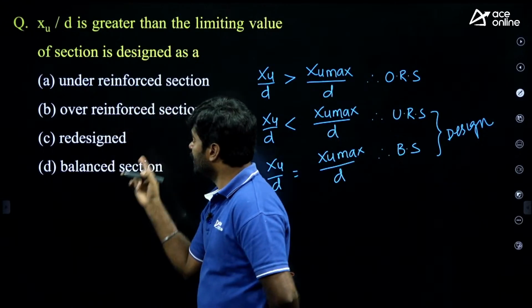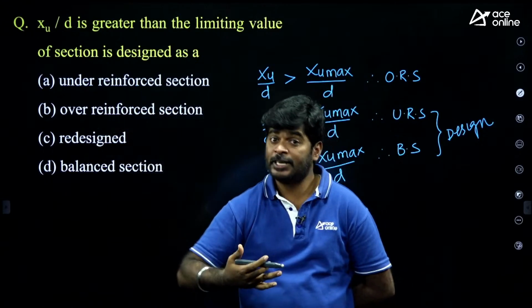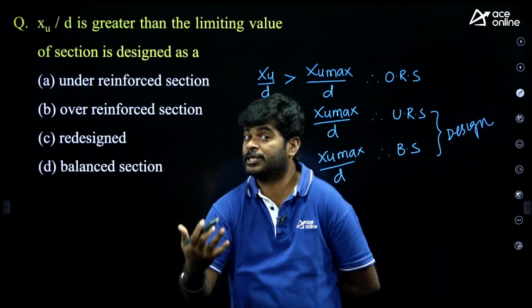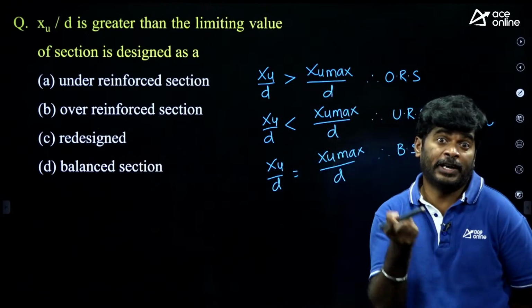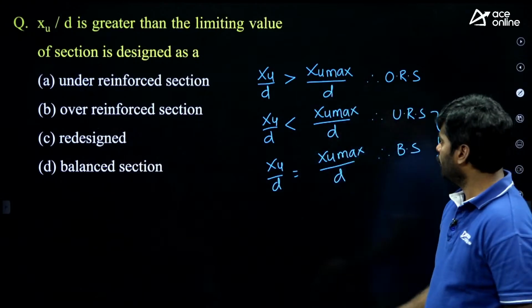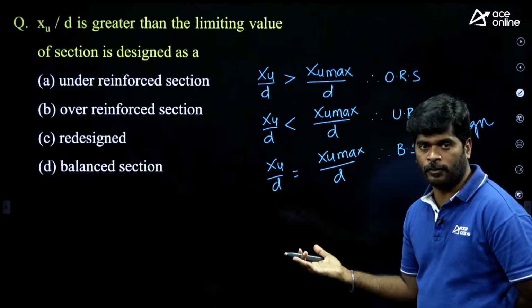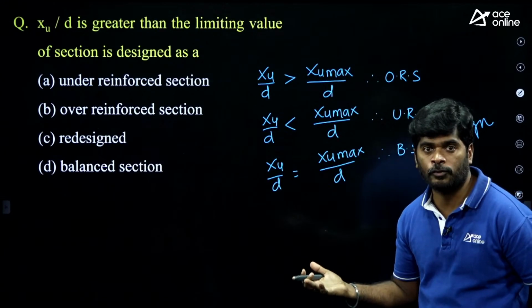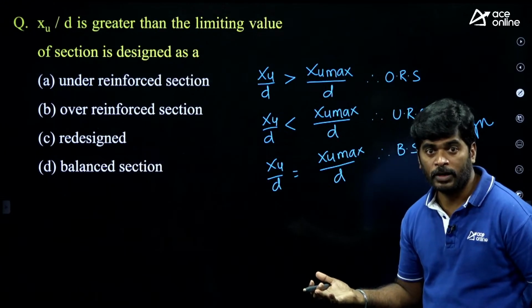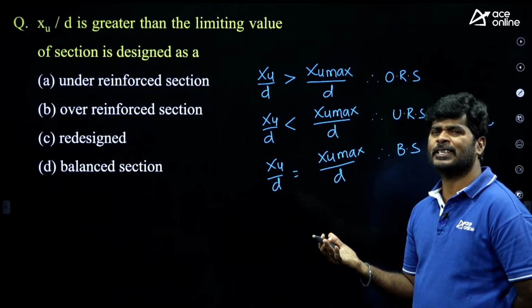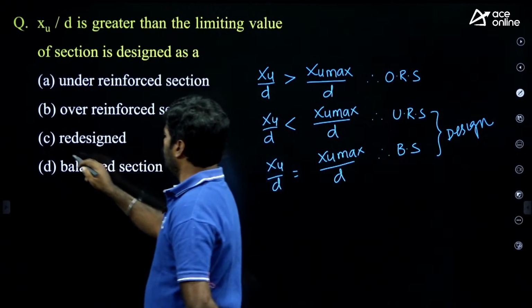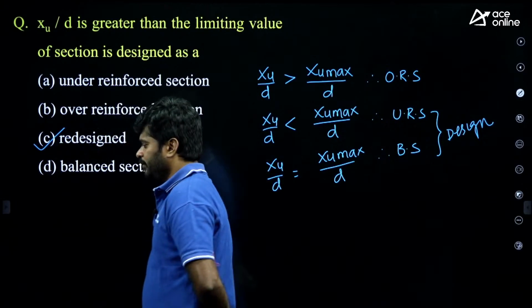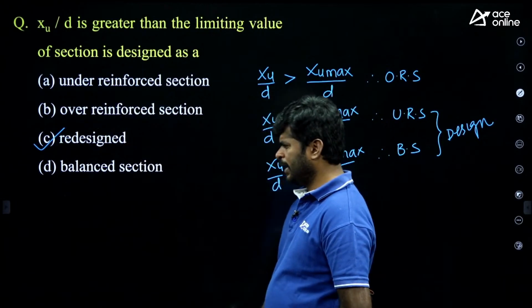They are not asking here, if Xu by d is greater than the limiting value, then which section is it? That is not the question. The question is, you will design as... My dear, we don't design. It is an over reinforced section. Okay. So the nature of failure is sudden. That's why we will avoid designing this. We don't recommend. We will go for a redesign.